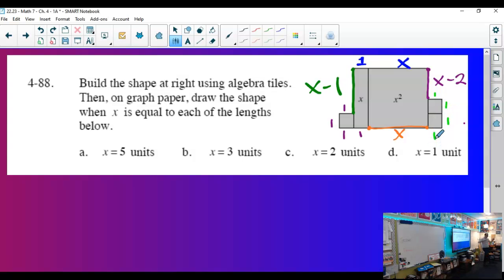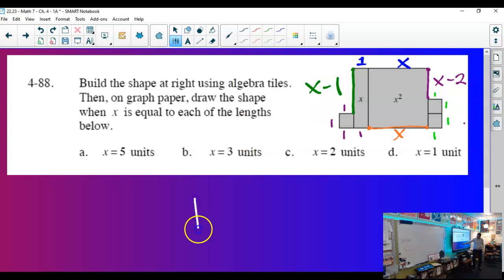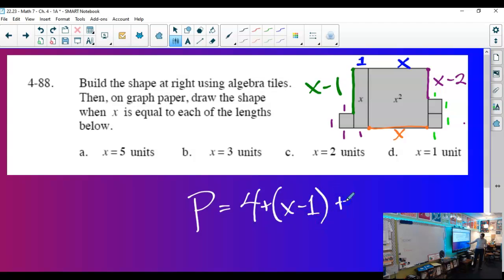So now we need to clean this up and combine our like terms. I'm going to write all of this down first, though. So I'm going to start with my purple 1s and just kind of take a walk around the shape. 1, 2, 3, 4. So I'm going to say 4 for here, plus x minus 1, plus, and actually Jana brought up, I can call this x plus 1, right? So x plus 1, plus x minus 2.